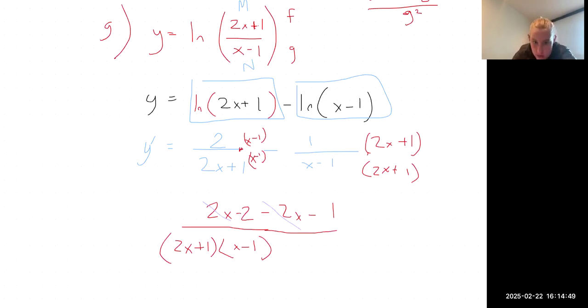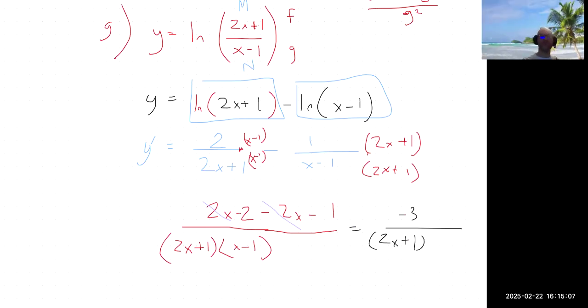negative 3 over (2x plus 1)(x minus 1). Looks good to me, because that can't be simplified anymore. I think that's about as far as we're going to get with it.